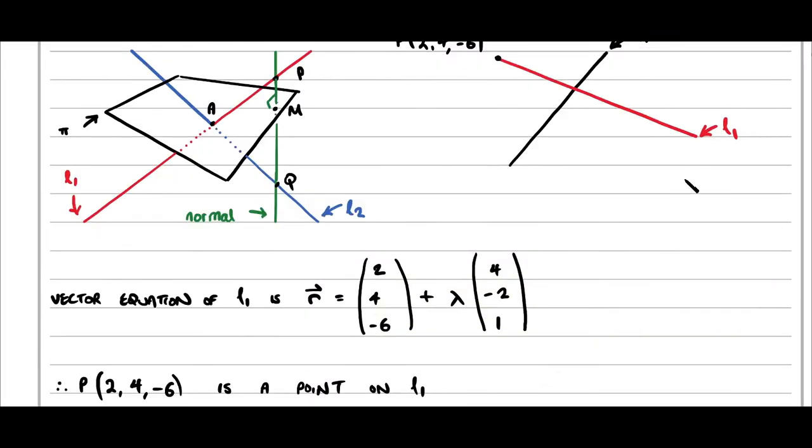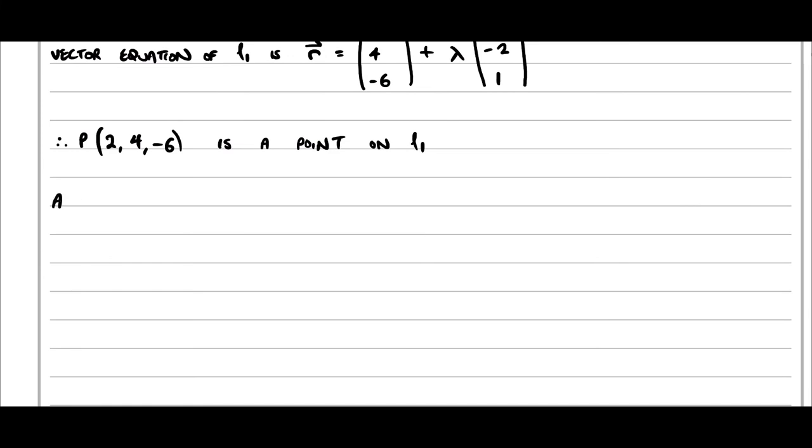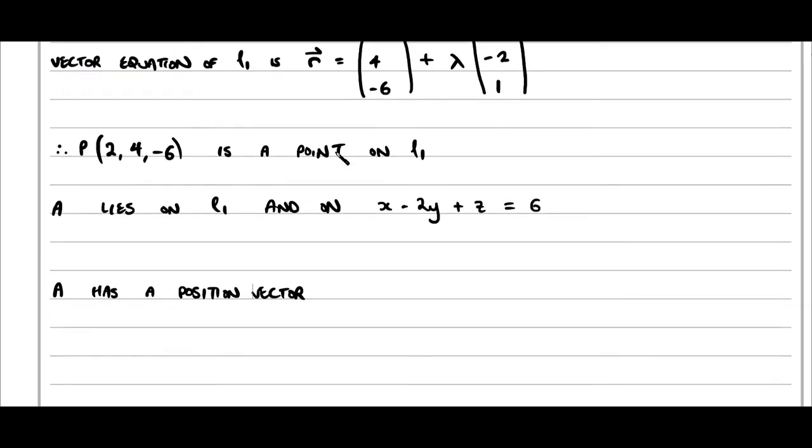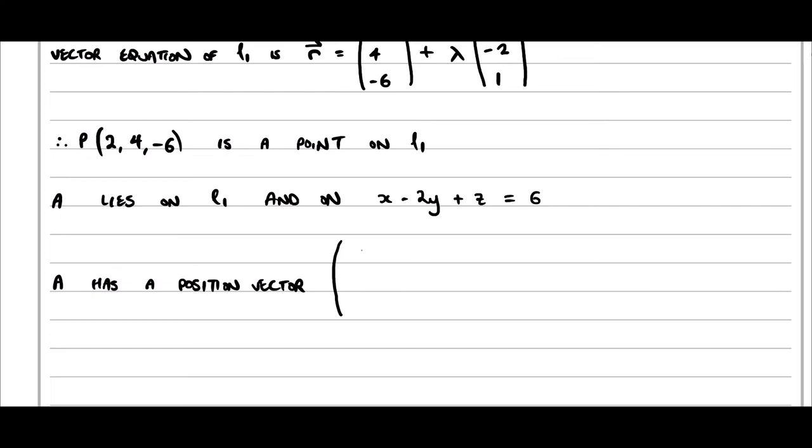So we can say over here, the point A lies on the line L1, and it also lies on the plane x - 2y + z = 6. Remember, this over here is the equation of the plane. And therefore, we can say over here that A has a position vector using the form of L1. Remember, A lies on L1. So the general point of A would be (2 + 4μ, 4 - 2μ, -6 + μ).